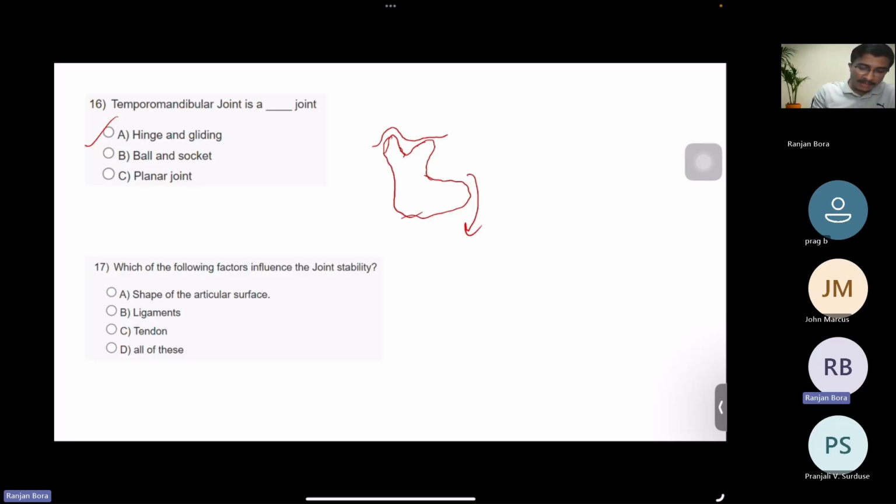At this joint, the mandible comes like this when we open our mouth. It slightly glides also, and it rotates about the joint center. That's why it is a type of hinge and gliding. Gliding means it comes down a little bit and translates, and at the same time rotates also. That's why it is a hinge and gliding joint.